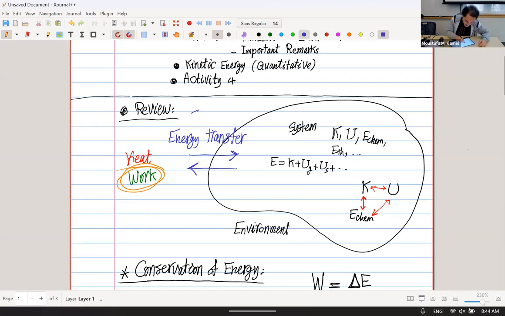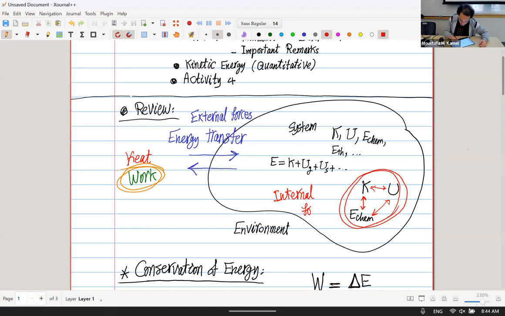So if we go back to the picture we drew for a system here, energy transfers here we can associate with external forces, while the energy transformations happening here are associated with internal forces. Is that clear? Any questions so far?